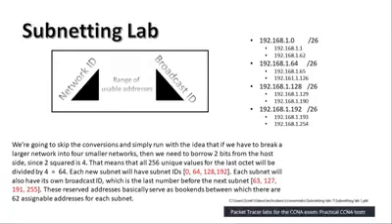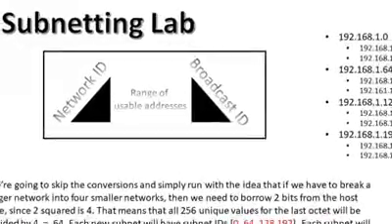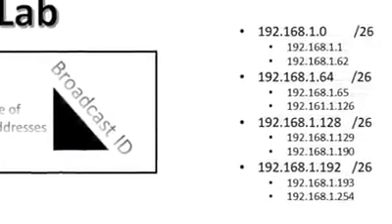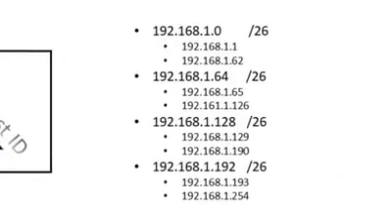Each subnet will also have its own broadcast ID, which is the last number before the next subnet. Those numbers are 63, 127, 191, and 255. Now, these reserved addresses basically serve as bookends, between which there are 62 assignable addresses in each subnet.